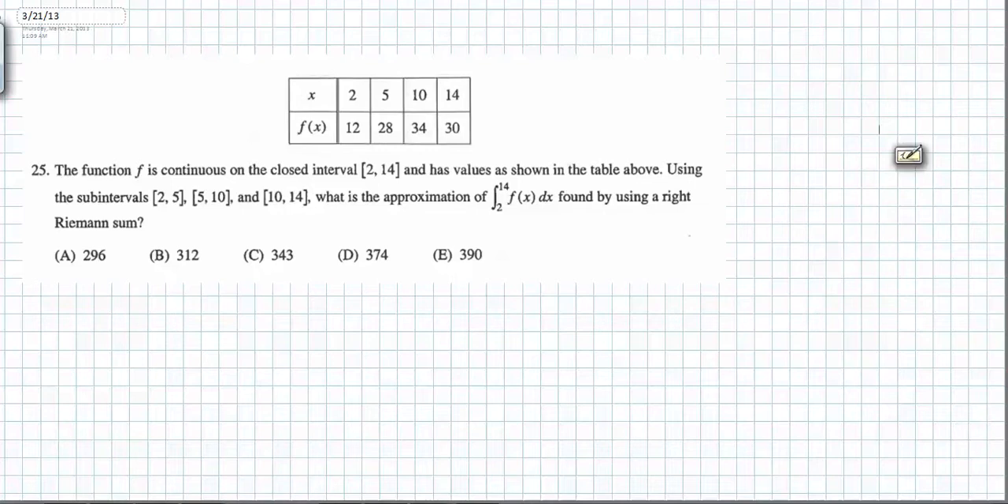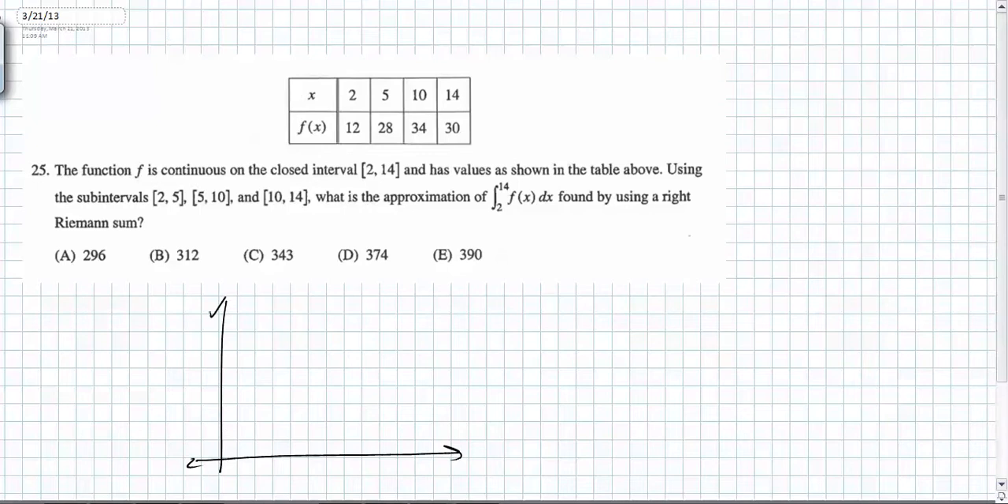Draw a graph, a rough sketch. Does it have to be exact? No, it doesn't. X goes from 2 to 14. So let's just say that's 2, and this is 14. What, 5 and 10? And then it goes from, what, 12 to 30? Let's just say that's 12, and that's 30.